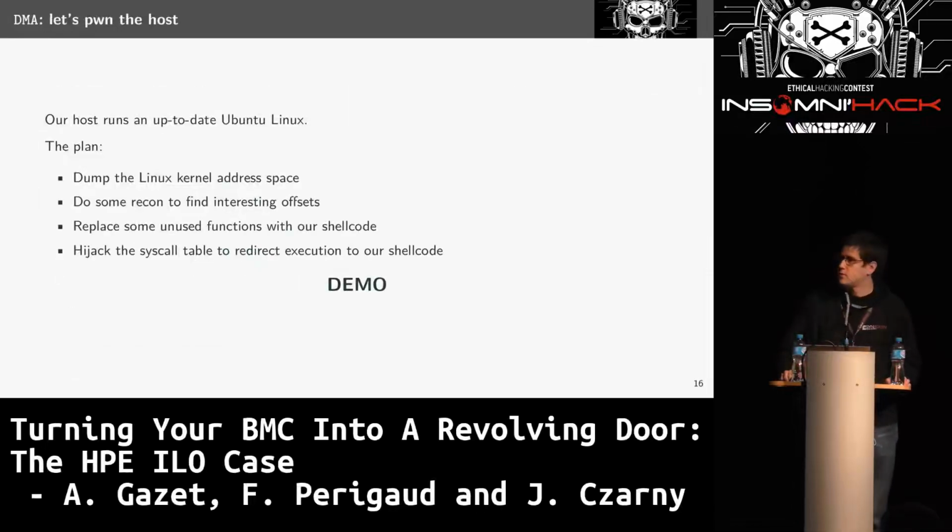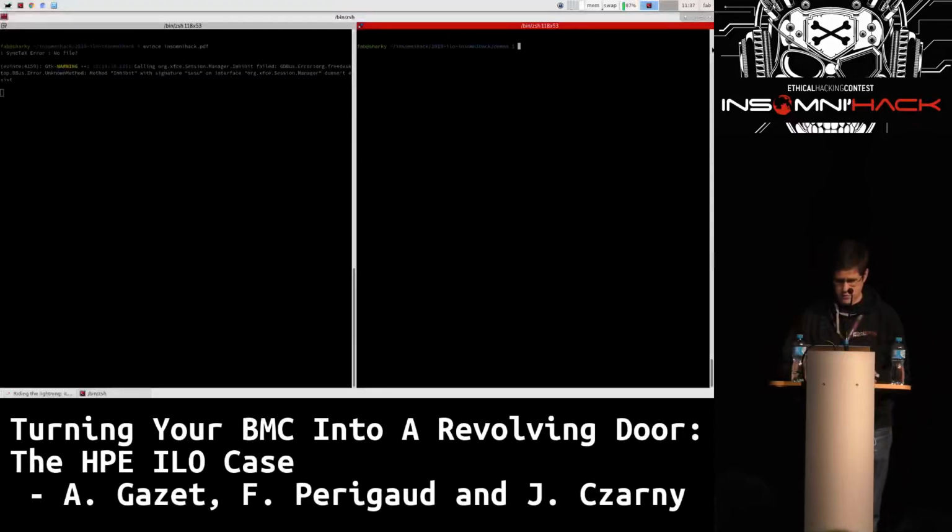So, a quick demo to illustrate this. We plan to compromise an up-to-date Linux running on the HP server. We will use the vulnerability in the web server to access the host memory. We will dump the Linux kernel in memory. We will do some recon to find some interesting symbols in it, and then replace some unused function in the kernel, hijack the syscall table to run a shellcode, and then pop a shell on the Linux. So let's see how we can do it.